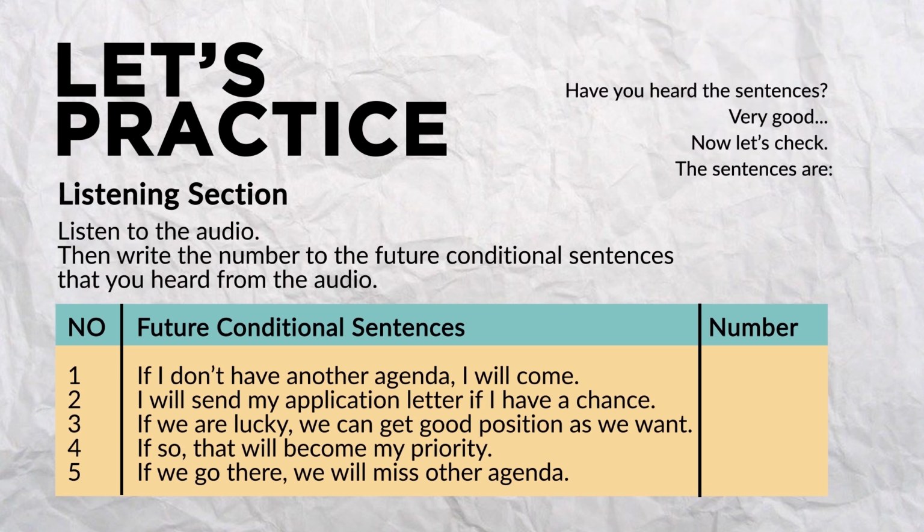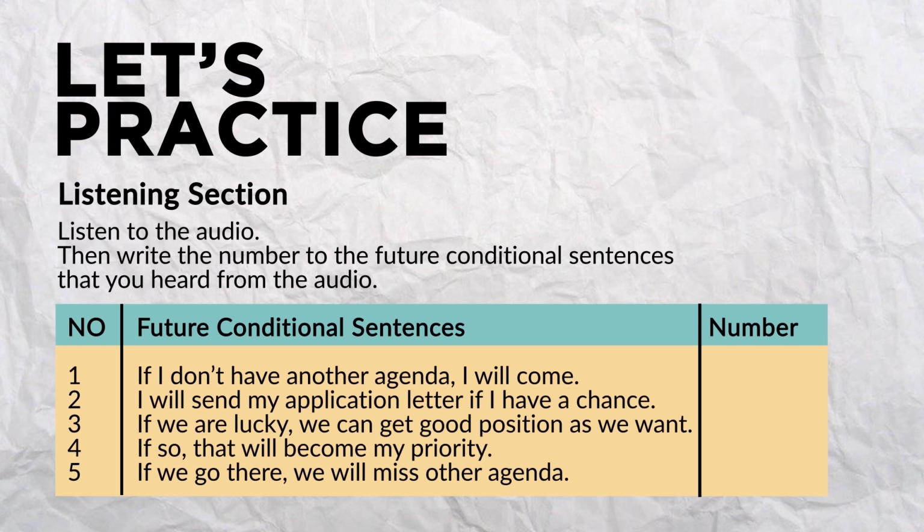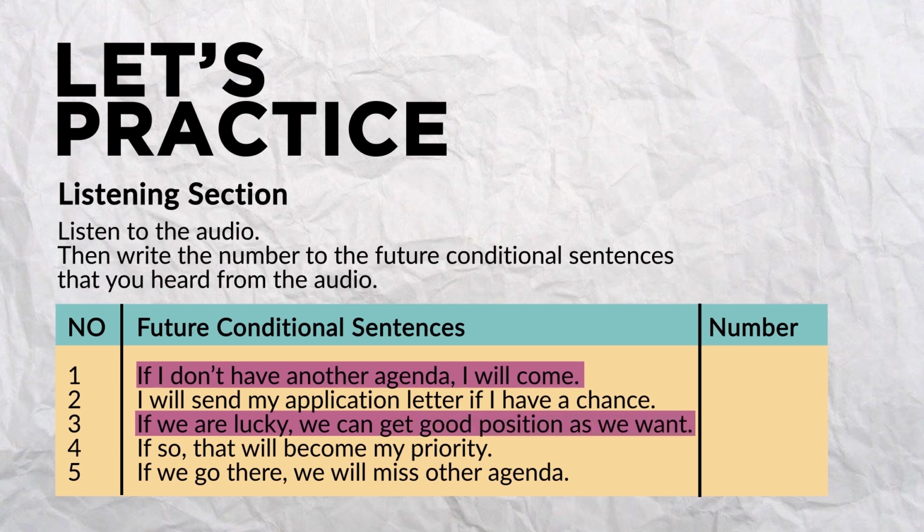Have you heard the sentences? Very good. Now let's check. The sentences are: number 1. If I don't have another agenda, I will come. Number 3. If we are lucky, we can get good position as we want. And number 4. If so, that will become my priority. Are you ready to jump into the next exercises?